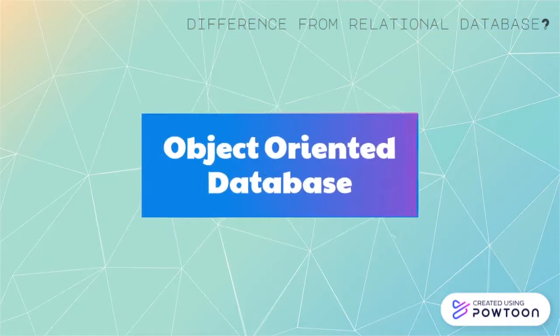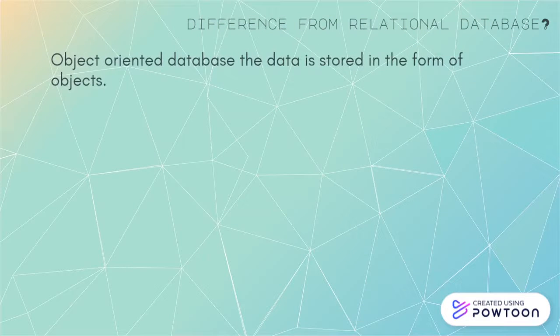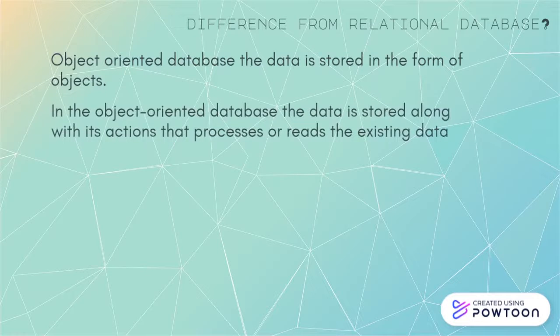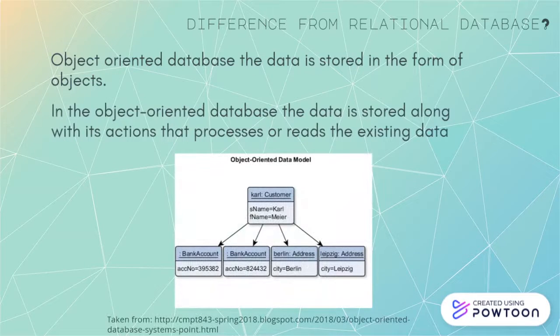Then, object-oriented database is a database that represents information in the form of objects used in object-oriented programming. In the object-oriented database, the data is stored in the form of objects, along with its actions that process or read the existing data, and it has its own object identifier. It is called object identifier ID. It fully depends on the object.